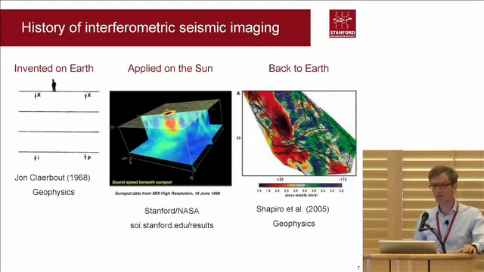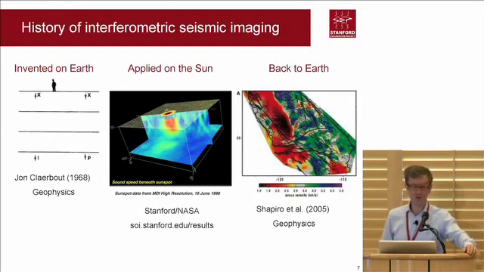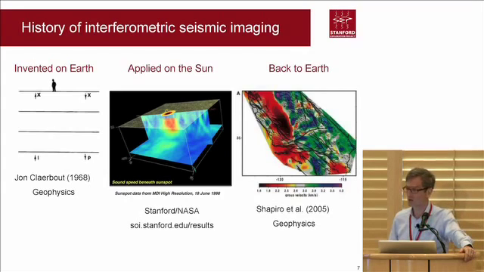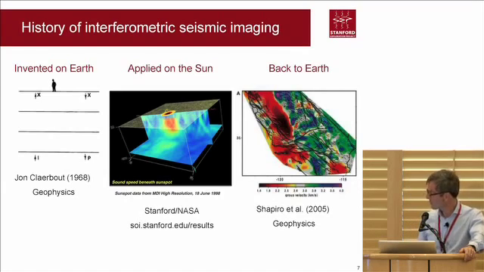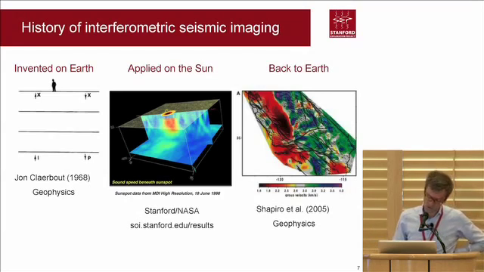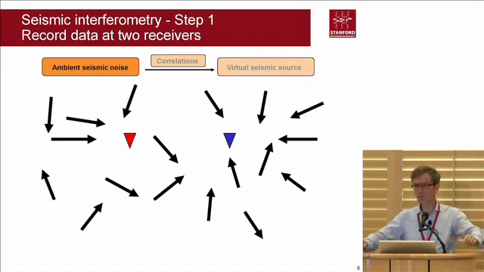Now, from the sun, it came back to Earth. Shame on us, exploration seismologists. The first ones that actually made it work were the earthquake seismologists. This is from a paper in Nature, not in Geophysics, that was published in 2005 and gives you the velocity structure in Southern California. And a lot of what actually makes the technology possible, as we'll see, is an improvement in receiving technology. But before that, we look at the results.